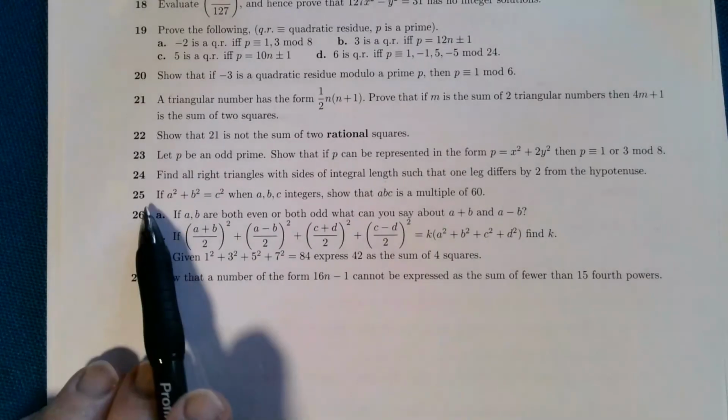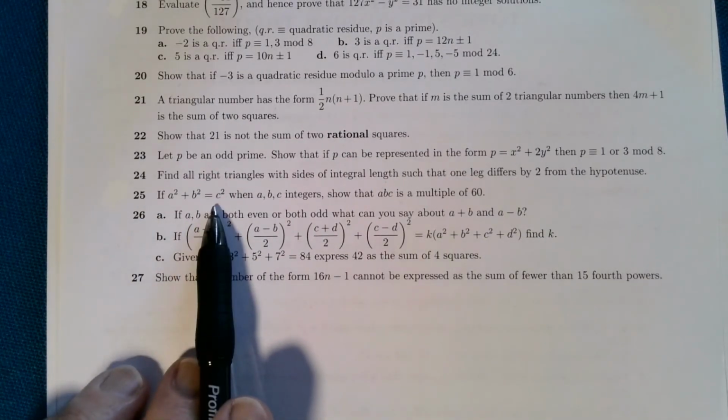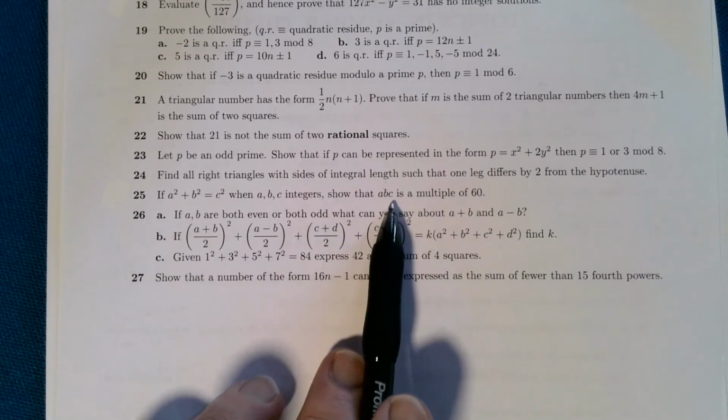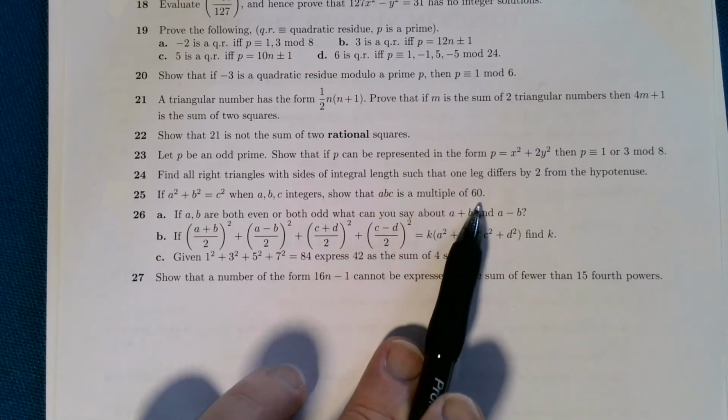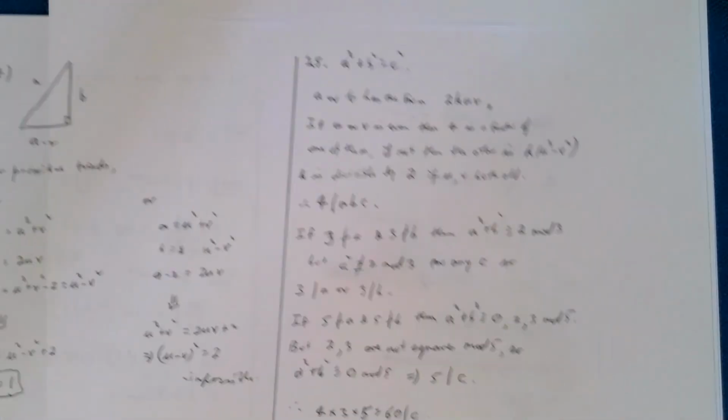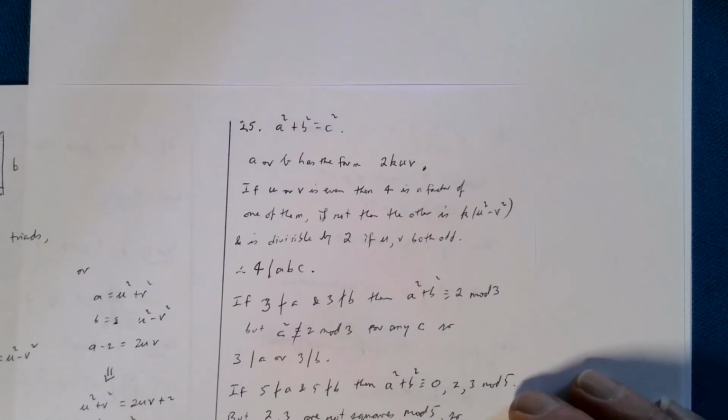And question 25 says, if a squared plus b squared is c squared, this is an old saw, this one, prove that abc has to be a multiple of 60. And it takes a little bit of doing to get there, so here's the worked solution for this.